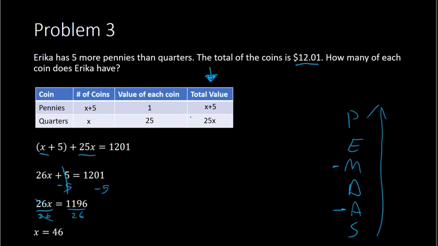So x is 46, which is the number of quarters. So I have 46 quarters. And then pennies, I have 46 plus 5, which is 51. So I have 51 pennies. So that is my solution, 51 pennies and 46 quarters.